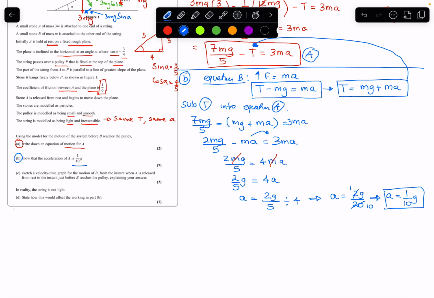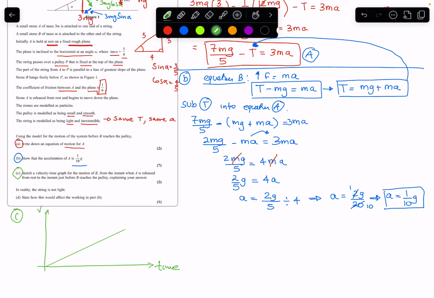Part C is telling us to sketch a velocity time graph for the motion of B from the instant when A is released from rest to the instant just before B reaches the pulley. Explain your answer. Well, in order to do part C, I sketch my velocity time graph. So that's part C. I have my time here and my velocity there. In this case, this will look like just a simple straight line.